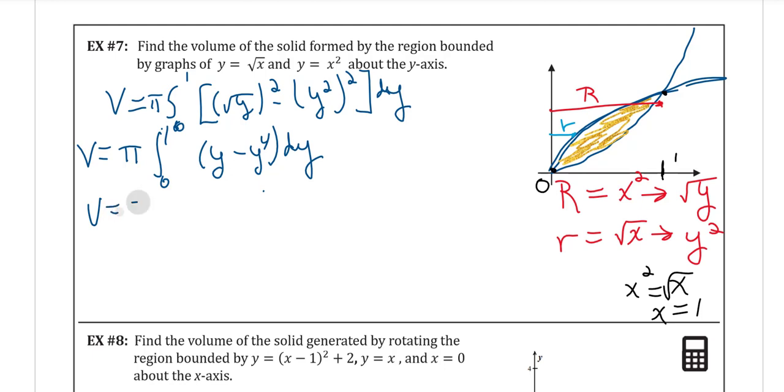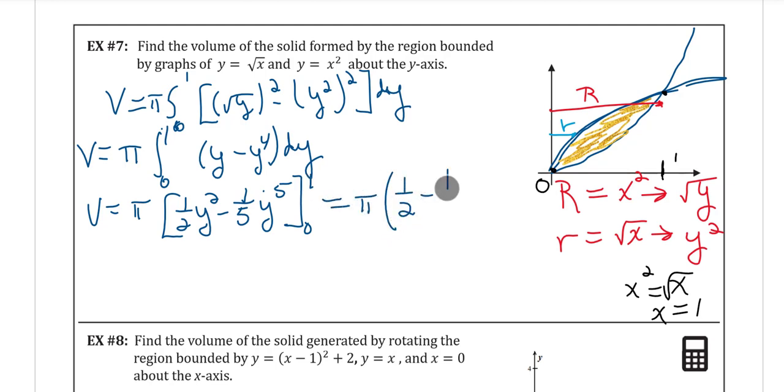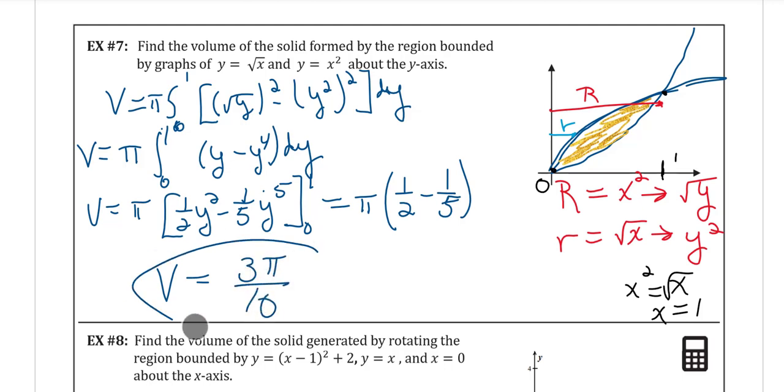So V is going to equal pi times 1/2 y squared minus 1/5 y to the fifth, evaluated between 0 and 1. So we're going to get pi times 1/2 minus 1/5. So simplifying that, we get V equals 3 pi over 10.